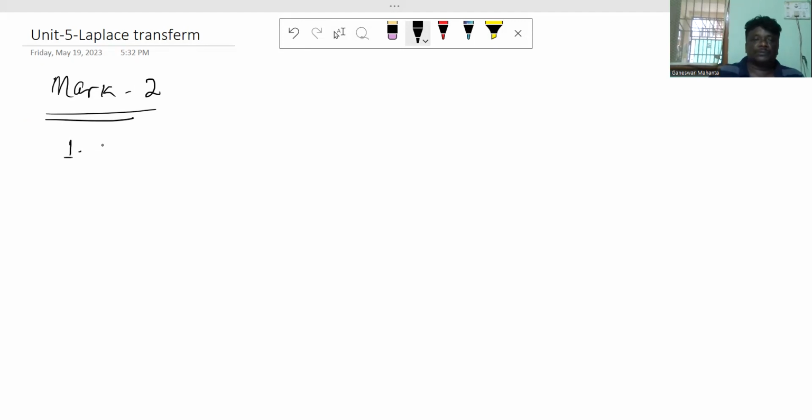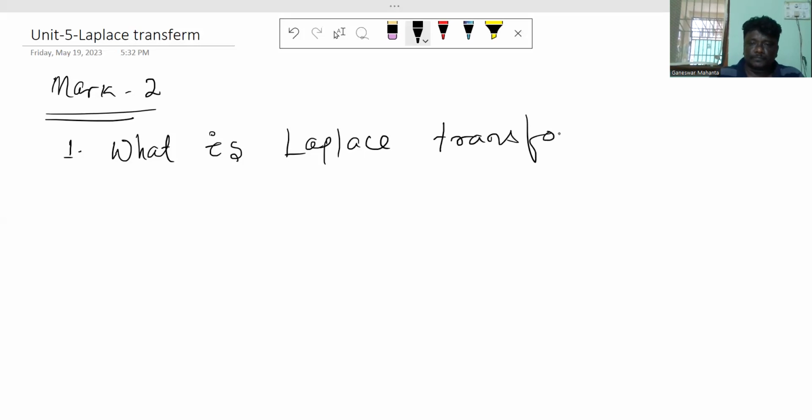Question number 1: What is Laplace transformation? Just we can define here what is Laplace transformation. First of all, this is a transformation of a time domain function into an S domain function. Actually, it is a transformation from a time domain function to the S transform domain function. So F(s) is the S transform, and the time domain function is f(t).